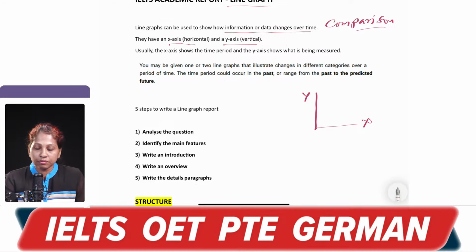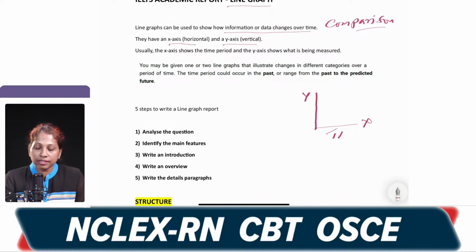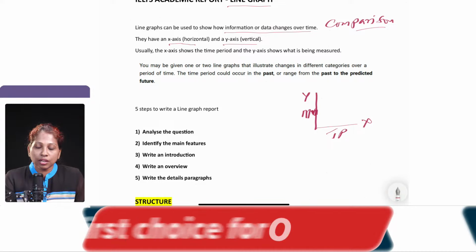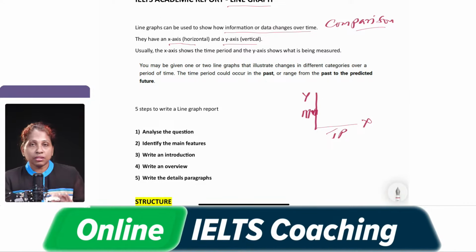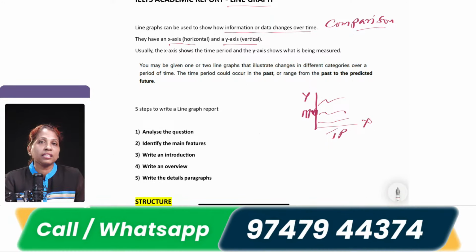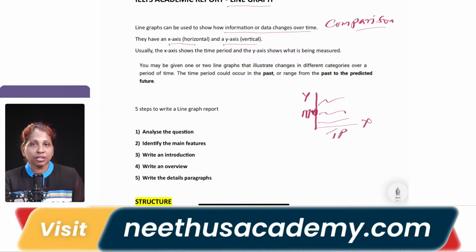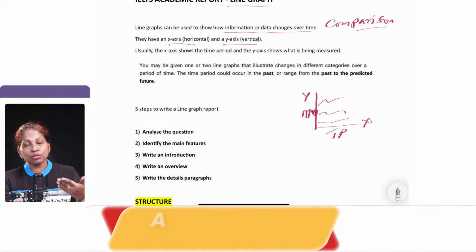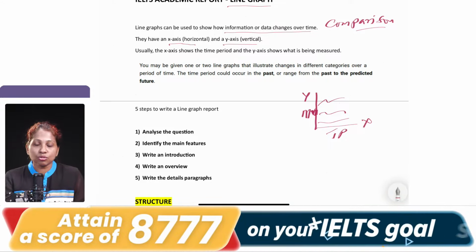So this is the time period and this is the measuring unit. A line graph can have, for example, a single line, but single lines are very rare because you have to write a 150 word report. The basic things remain the same. The word count remains 150 and the time given to you is 20 minutes. Writing a 150 word report on a single line would be a little bit tedious. So most of the time you can expect a multiple line graph. It can be 2, 3, or more than 2, 3, 4 and so on.